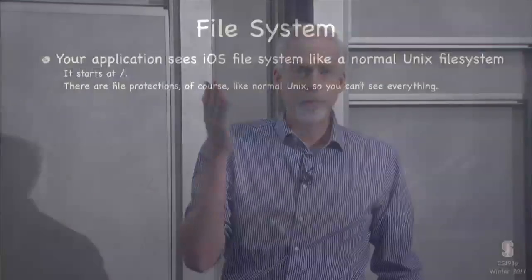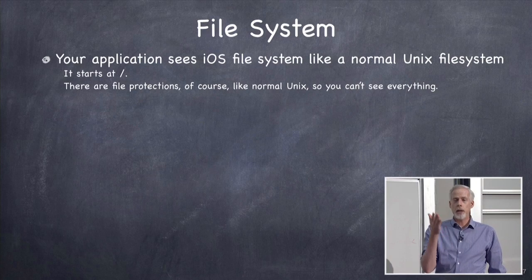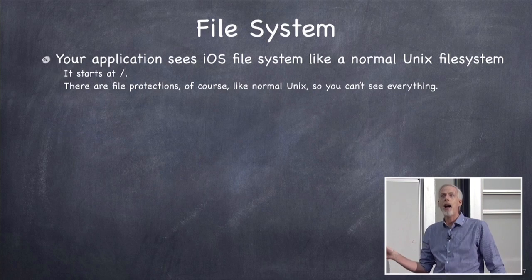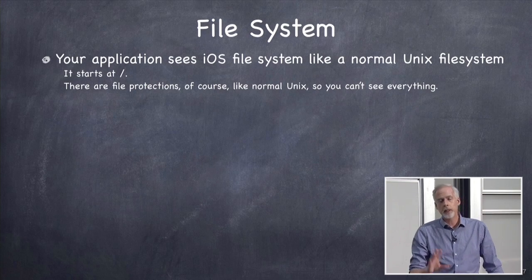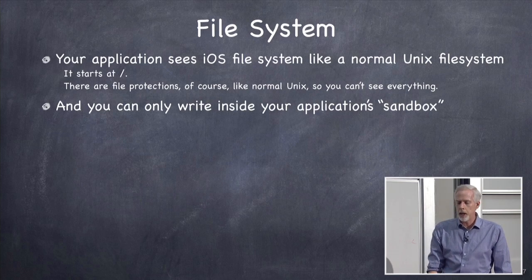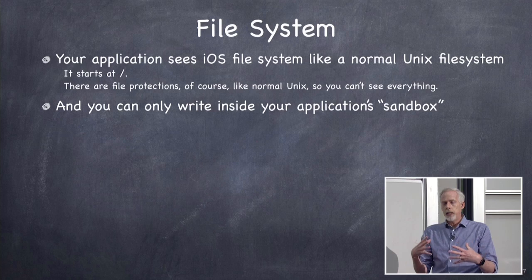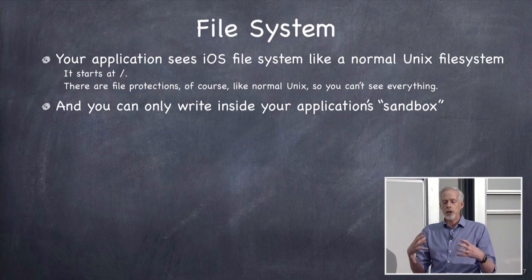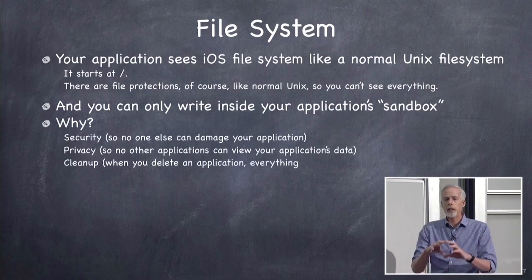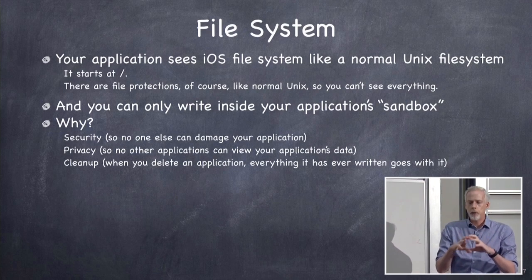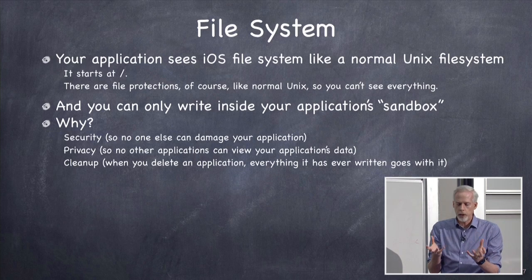It's a Unix file system. It starts at root. Of course, it's protected. There's permissions, so you can't go writing files into system directories or even reading a lot of the system directories. And we certainly can't see other apps, what they're doing over there. That's completely off limits there. In fact, you can only write and read inside what's called your application's sandbox. So the sandbox is this totally segregated part of the file system. It's the only place that you can actually look and do things in.